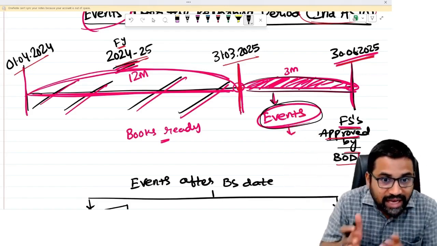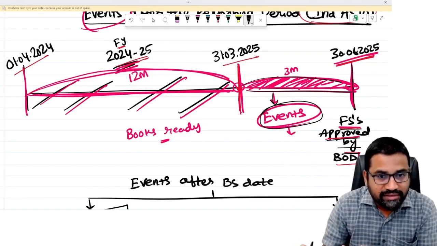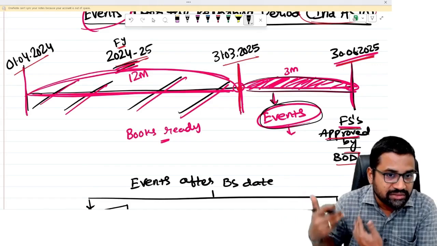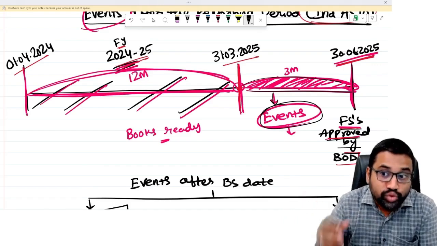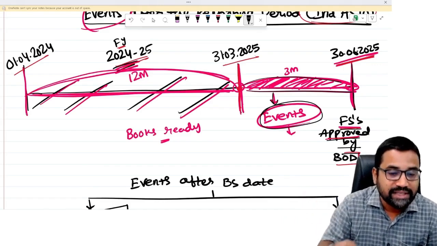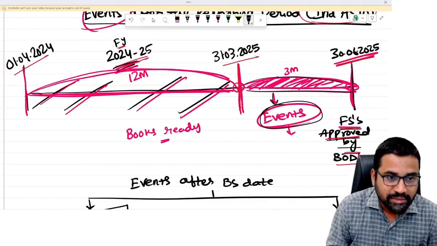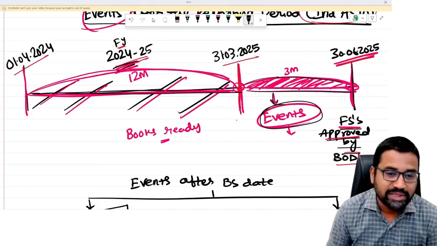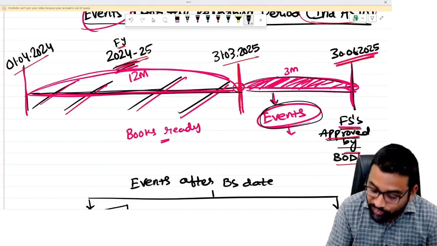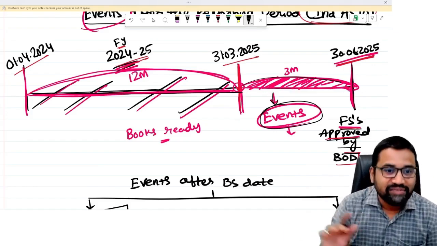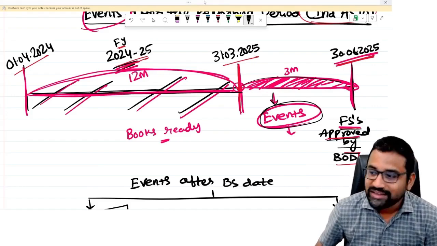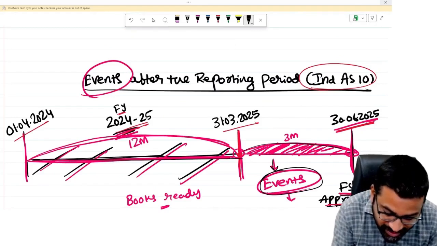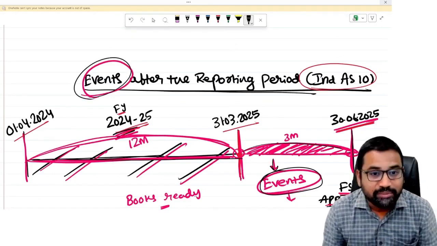But here the current year financial statements are not yet ready. So by the time you are preparing the financial statements and approving it by the board of directors, you know that this event happened in the business. This event has not happened within this 12 months, but it has happened after 12 months, but before approval. Now, whether the effect of this event will be considered or not, that is what this standard is all about. That's why look at the name of the standard, events after the reporting period.